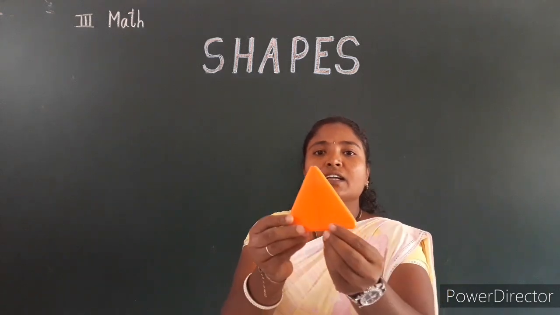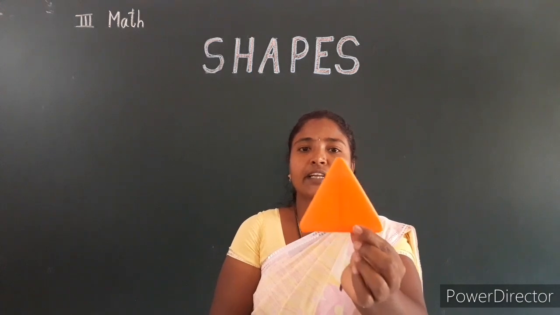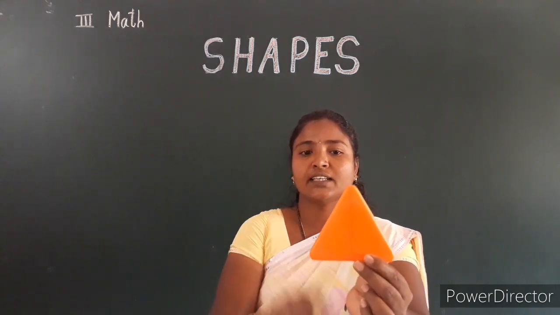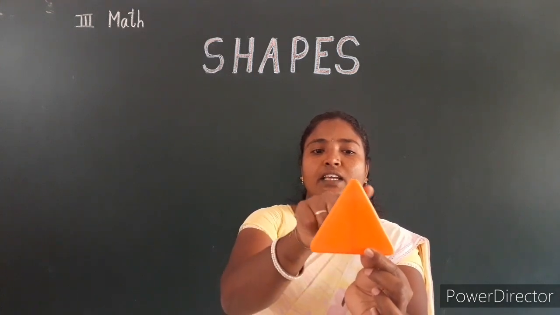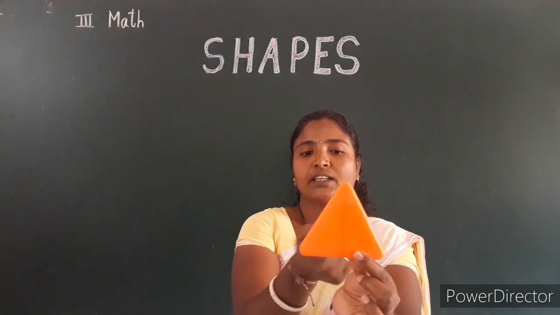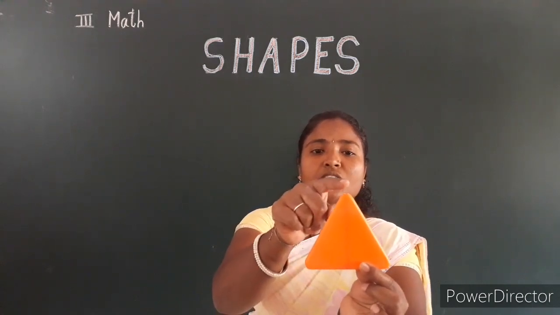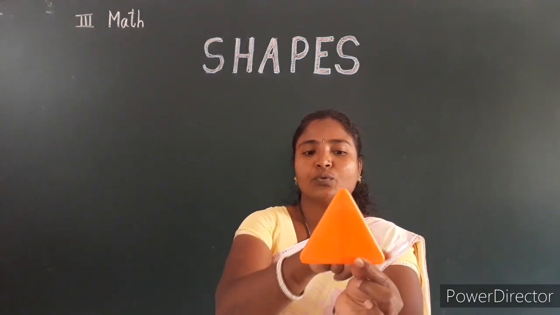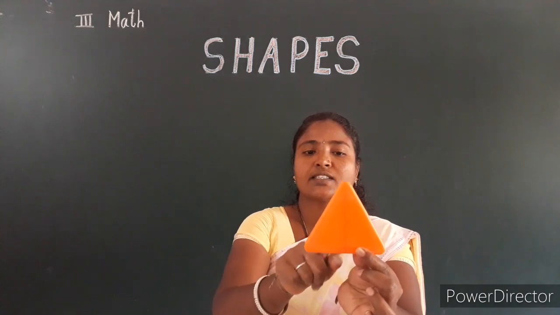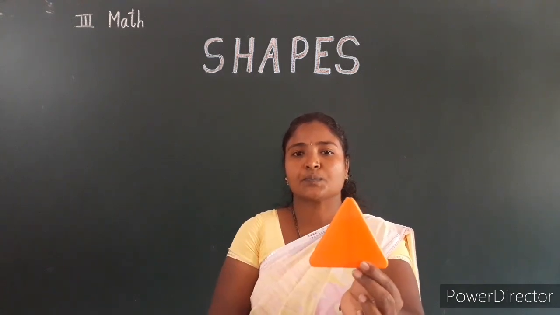Next, triangle. This is called a triangle. Tri means three. It has three sides. 1, 2, 3. It has three sides. Here how many corners? 1, 2, 3. Three corners. It has three sides, three corners.